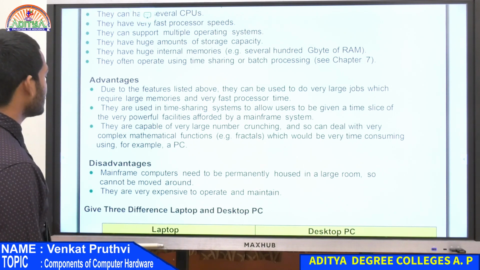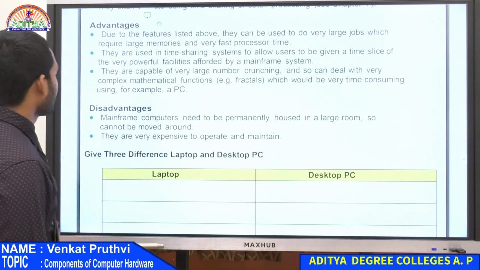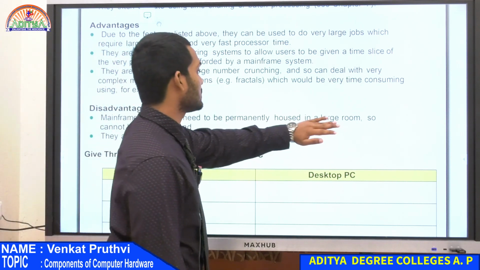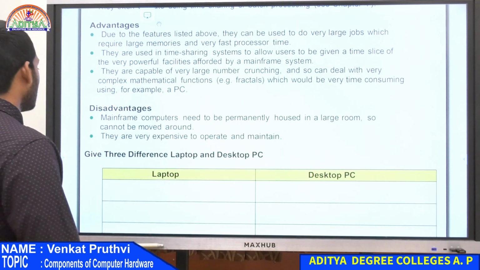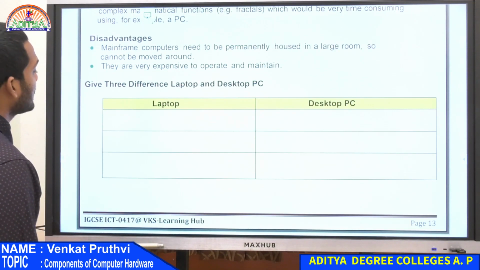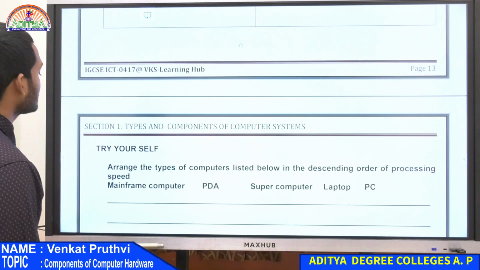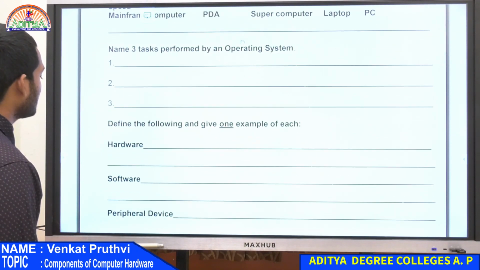The disadvantages of mainframe computers are: they need to be permanently housed in a large room, so they cannot be moved around, and they are very expensive to operate and maintain. These are the two disadvantages, but when you compare them with the advantages, they are very minor.